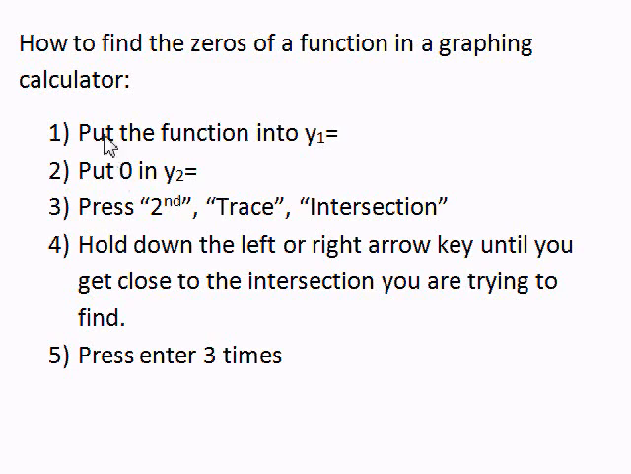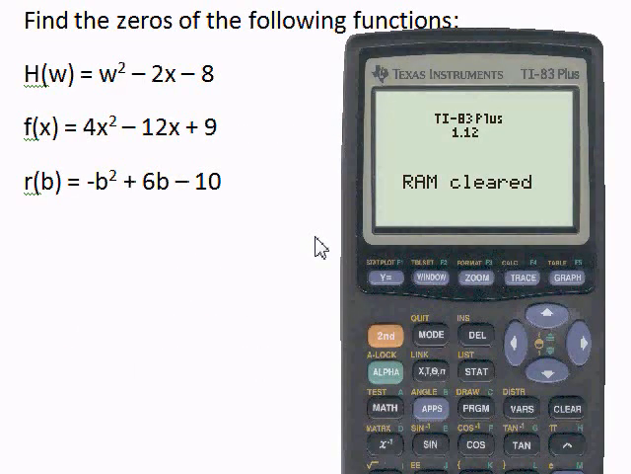The steps are: we're going to put the function into y1 equals, and put 0 into y2 equals, because we're going to try to find out where the function equals 0. Then we're going to go to our second trace, intersection, and find out where y1 and y2 meet. We're going to hold down the left or right arrow key until we get close to the intersection we're trying to find, in other words, where it crosses the x-axis, the zeros. Then we're going to press enter 3 times.